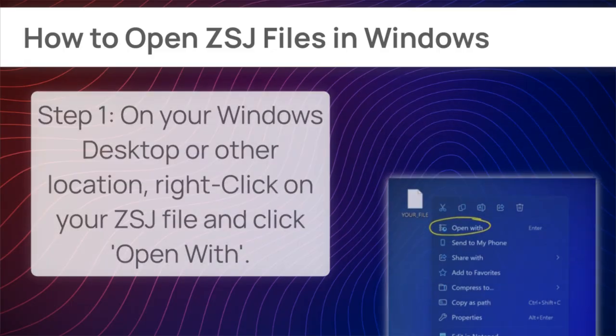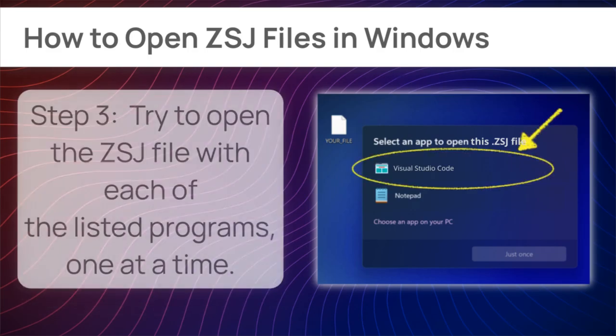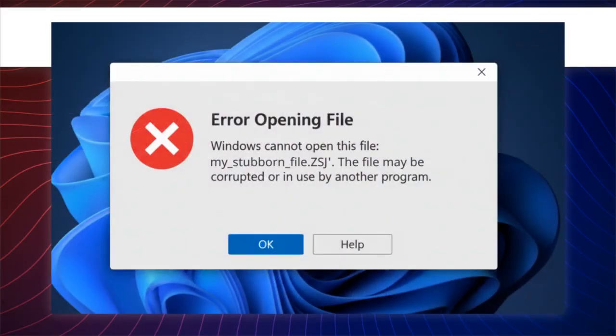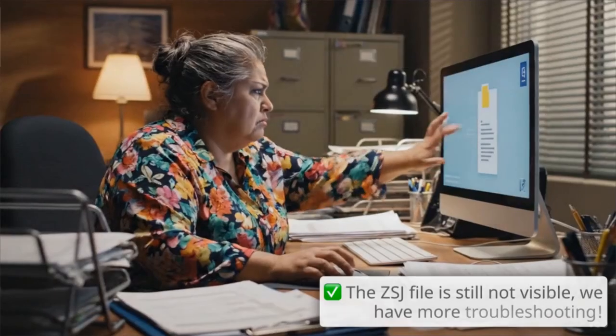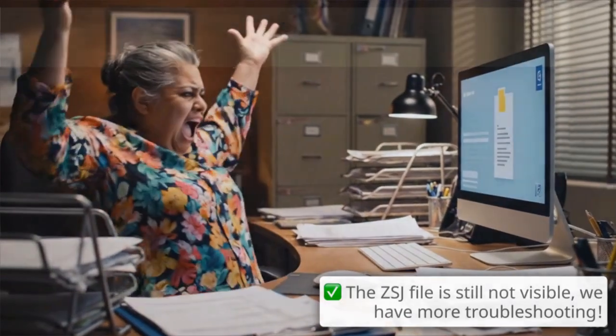Right-click the ZSJ file and choose Open With. If Visual Studio Code is installed, start there. If not, select another application. Different apps handle edge cases uniquely. If your ZSJ file still refuses to open, stay calm. We just proved the problem is deeper. Quickly perform these 3 diagnostic actions to find the source of the error.